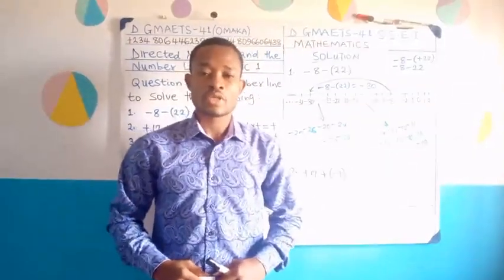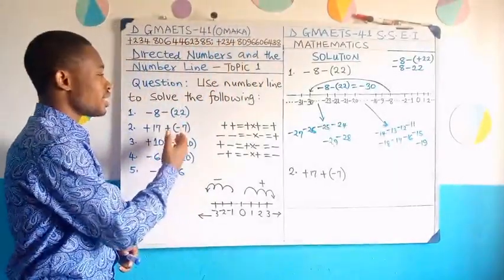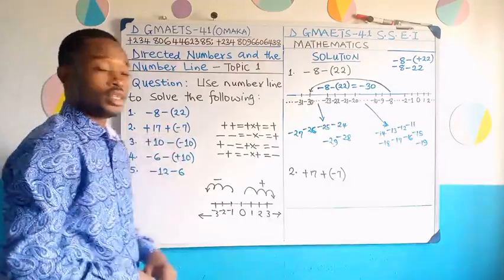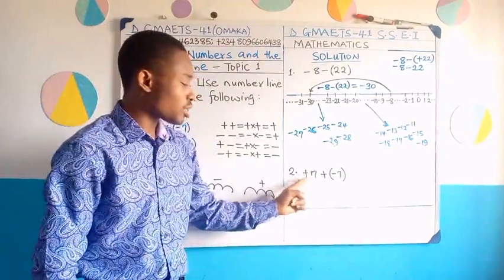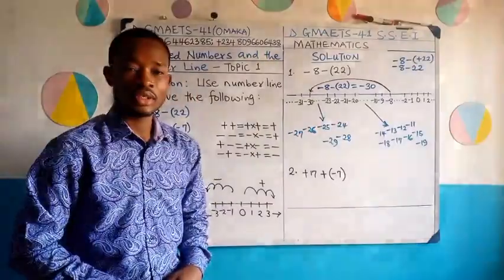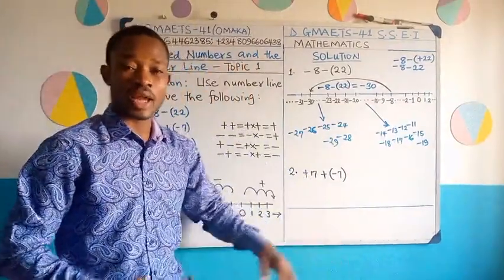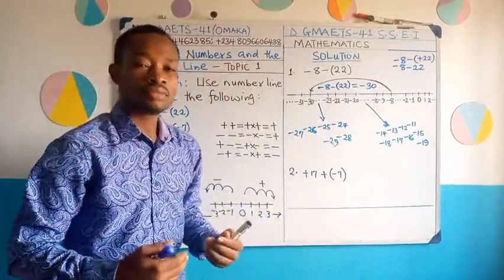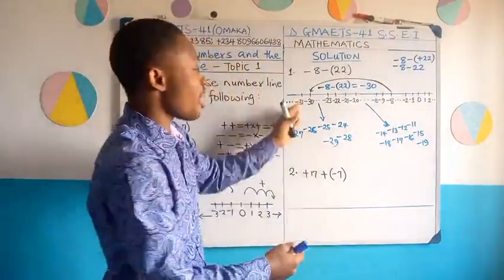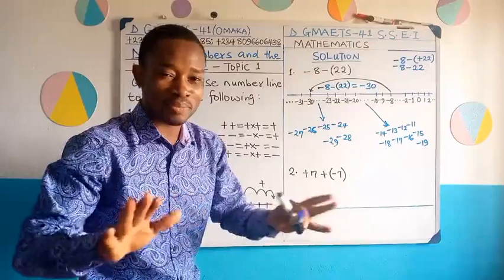Now we are going to solve question number 2. So what do we have in question 2? We have to use the number line to solve plus 17 plus minus 7. So I have this here, +17 plus bracket -7. Now, I've drawn this horizontal line. I want to use it as my number line. Before I start putting numbers here, let me show you fully how I actually got to draw the first one. It's actually a simple thing, okay?